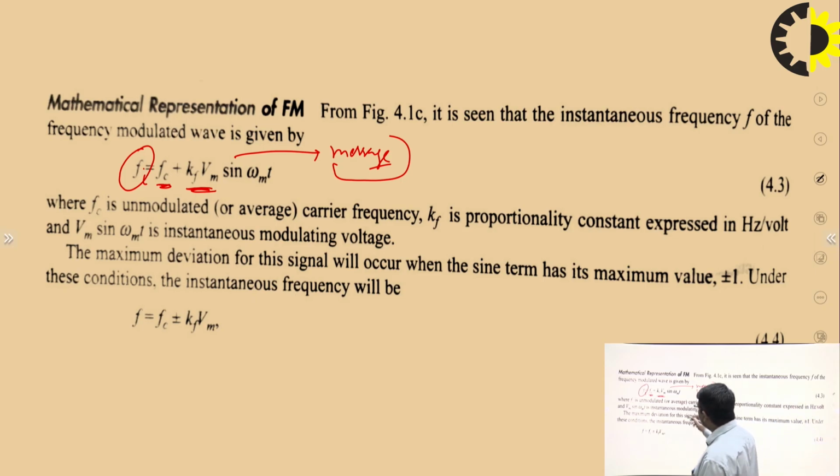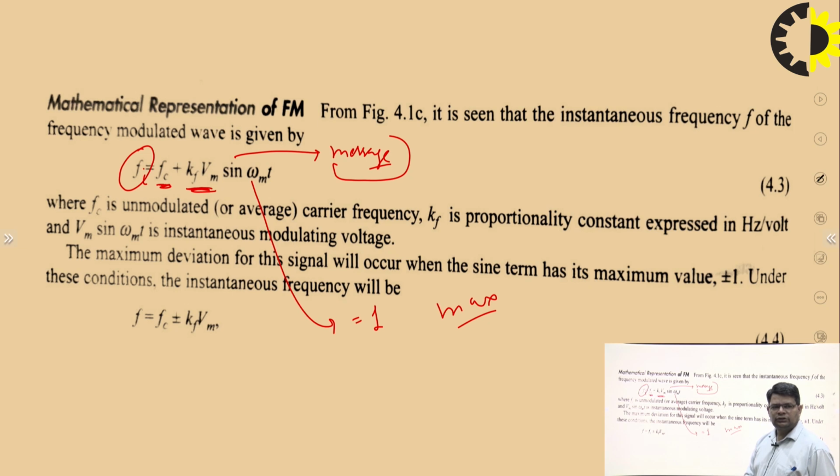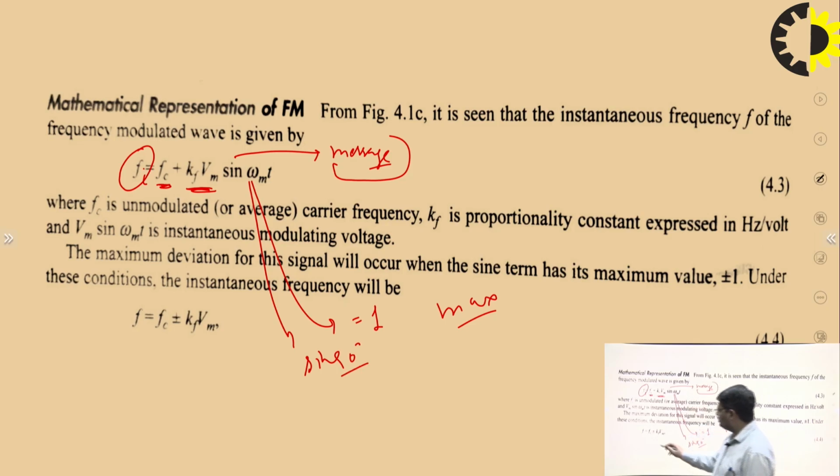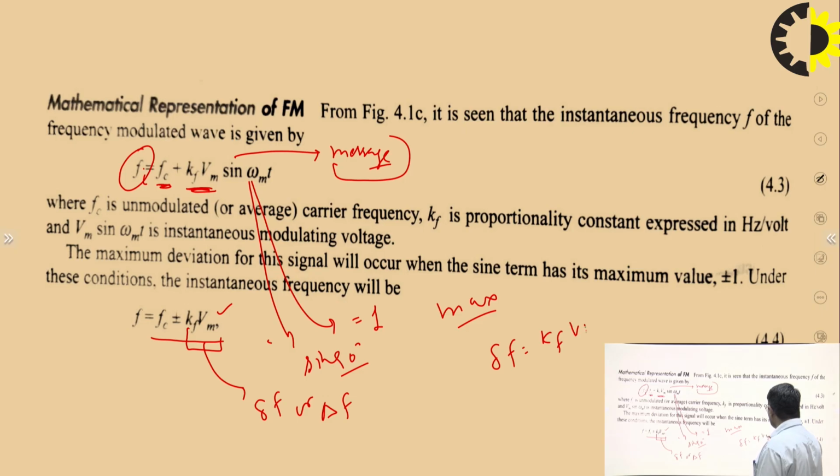For getting the maximum deviation, this sine must be equal to 1, that is sine of 90 degrees. So this becomes fc plus or minus kf into Vm, where kf into Vm indicates the variation in the frequency of the carrier signal as per the amplitude of the message signal. So this shows the frequency variation, which is termed the frequency deviation, denoted delta f. So delta f equal to kf into Vm. This is the frequency deviation.